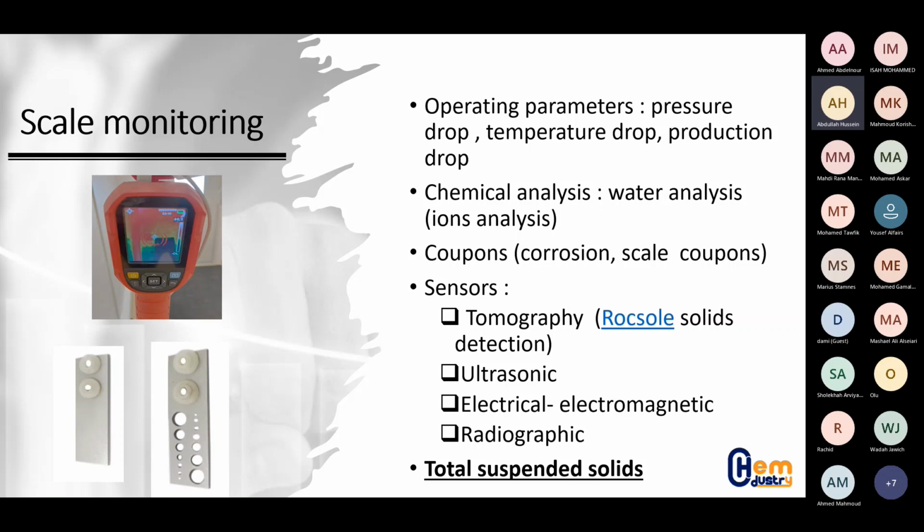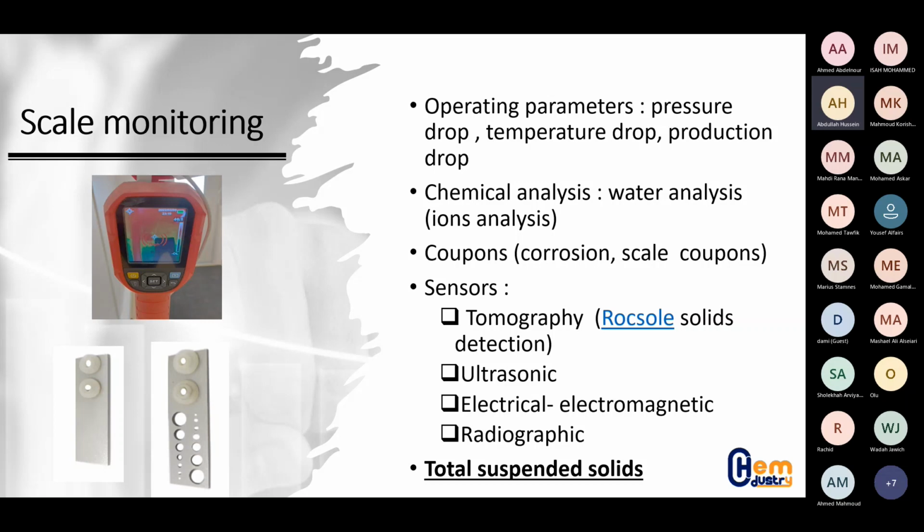The temperature, this is very simple. You can just get a temperature gun and point it at one of the pipelines. If you see any drop in the temperature, this is an indicator that there is an insulating scale layer inside that causes the temperature to drop. There's also the chemical analysis for the produced water. Any drop in the ions concentration is indicative of your scale formation.